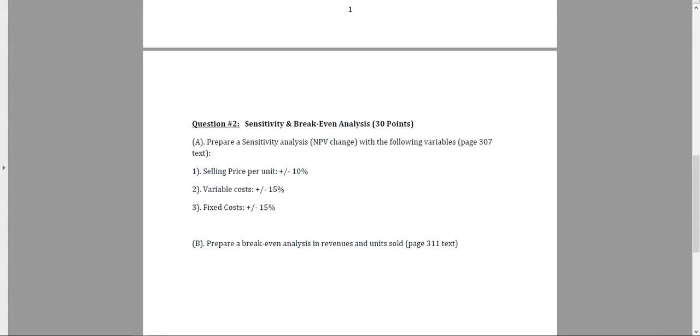The only difference is that the MBA students will have to do a second part of the analysis. And again, we went over this by doing the sensitivity and the break-even analysis. This is to determine the selling price, variable cost, and fixed cost at different percentages, plus or minus 10, plus or minus 15, to determine how that changes the NPV and also establish a break-even analysis for assignment number 4. Again, this is determining another risk view of the project.